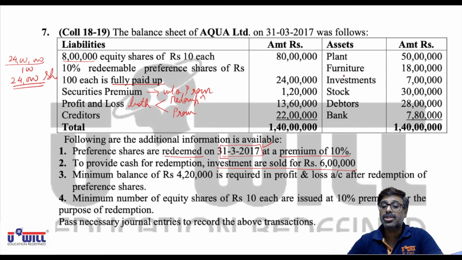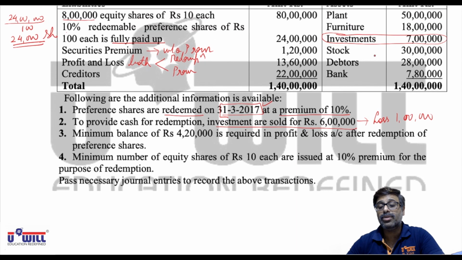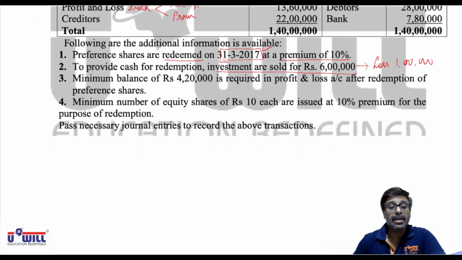You all can see in the balance sheet, investments are 7 lakh. They are sold for 6 lakhs, meaning at a loss of 1 lakh. So the very first entry that will come would be: bank account debit 6 lakhs, profit and loss account debit 1 lakh, to investment account 7 lakhs.